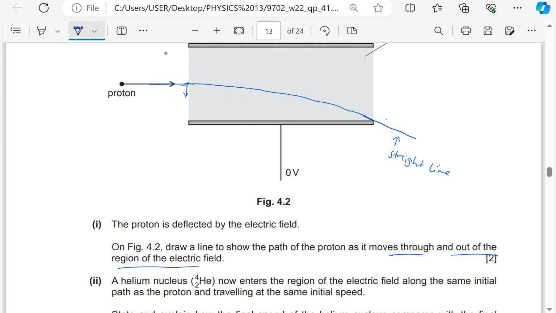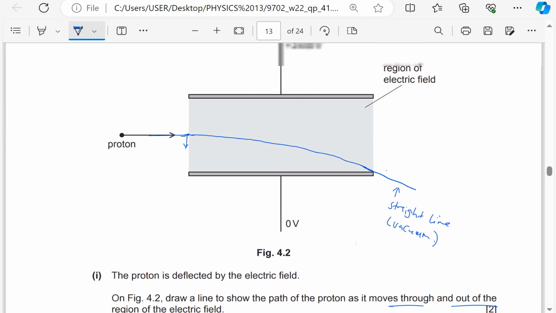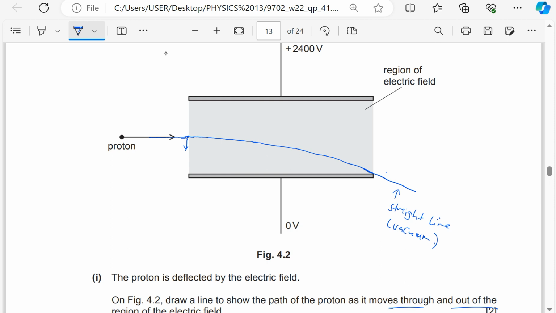That part there should be a straight line because here it is entering in a what? In a vacuum again, where the electric field is not acting. So this part should be a tangent. This is going to be a smooth curve. The reason as to why it is downwards is because it's a proton, so it experiences a force in the direction of the electric field. So it is going to move downwards.